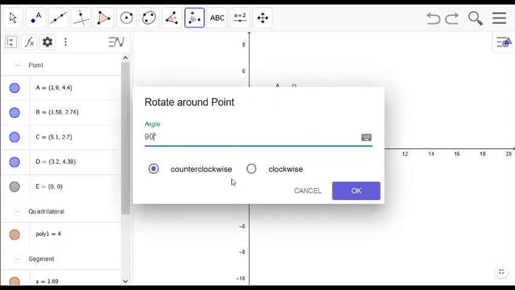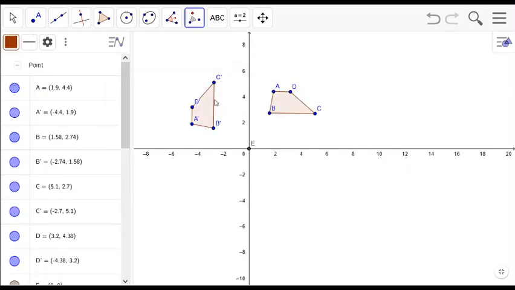If I want to rotate it by 90 degrees, positive angles are rotated anti-clockwise, and negative angles are rotated in the clockwise direction. Clockwise is this way, and anti-clockwise that way. So at 90 degrees it will move to this place, because it is rotated 90 degrees anti-clockwise, positive. If I click OK, you will see the image becomes here. This is the image.